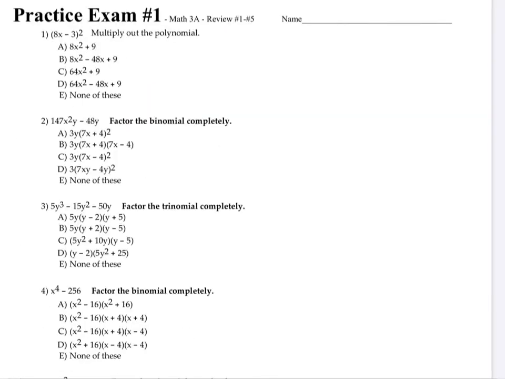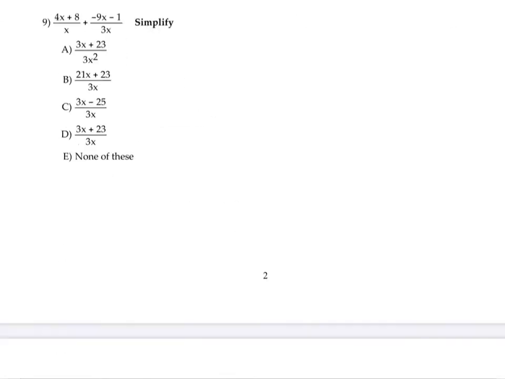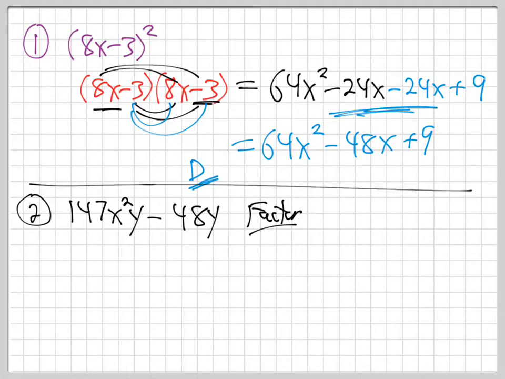Let me show you what I mean by help you. See on number 2, when you look at these answers down here, you say, oh, wait a minute, look, they all have a 3 or a 3y in the front. I bet there's a 3y in common, right? That'll kind of help you out a little bit. So take out a 3y first. They're kind of giving you a little bit of guidance there. So your first step should be to put a 3y in the front, like that, right?